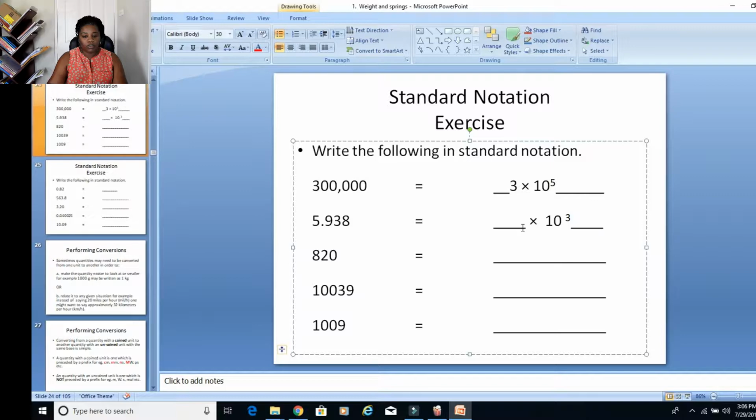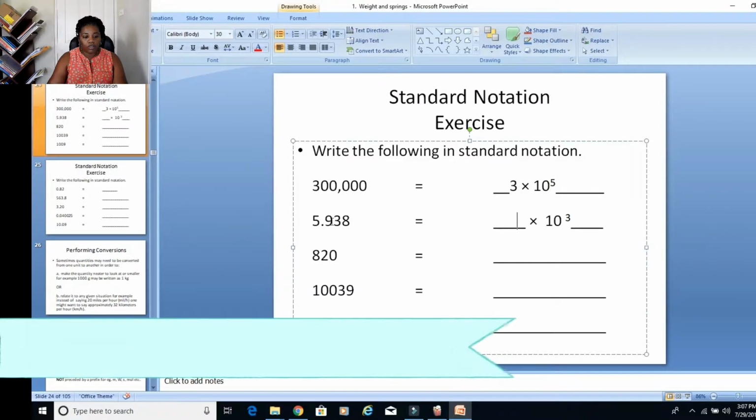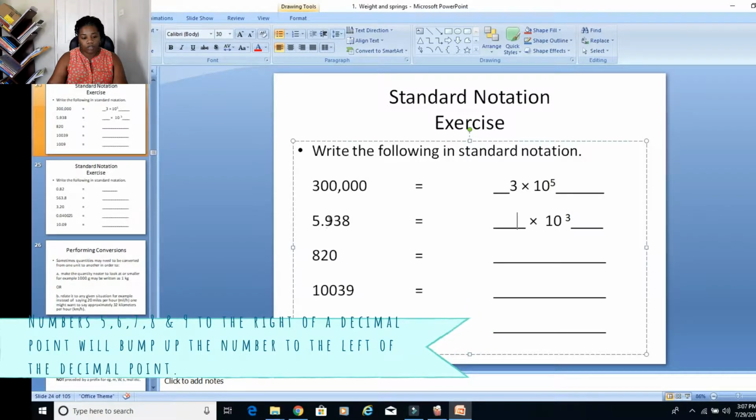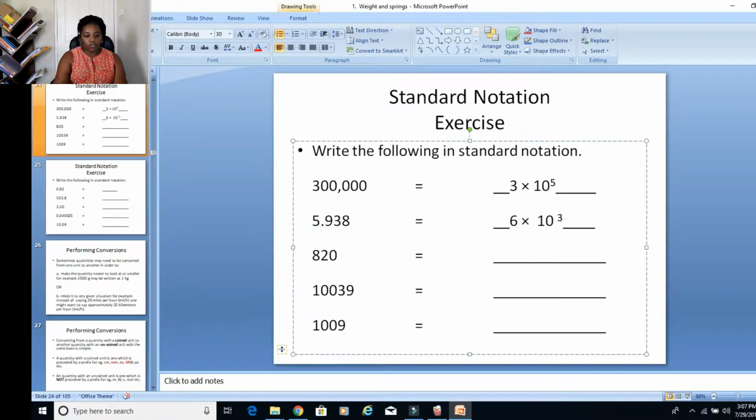And now we're going to place the number that we want here. If the point moves 3 spaces to the left, you know it's positive. And guess what? If the number to the right of the point is 5 upwards to 9, then the number here will bump up from its original number. So therefore, our number will be 6. Okay? Great. Okay, so I can get rid of this.